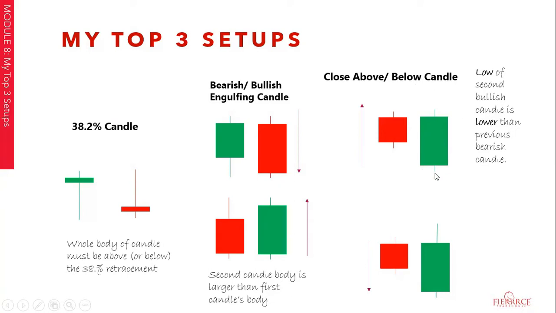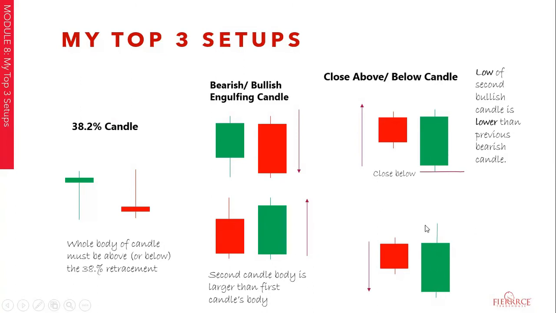So I repeat, the low of this second bullish candle is lower than the low of this bearish candlestick. When we see this, we are looking at bullish momentum, or we are anticipating a bullish move to follow through. The opposite is true here. So this is a close below candle, and this is a close above candle. The close above is the opposite of this.